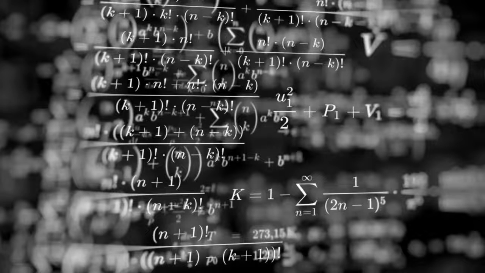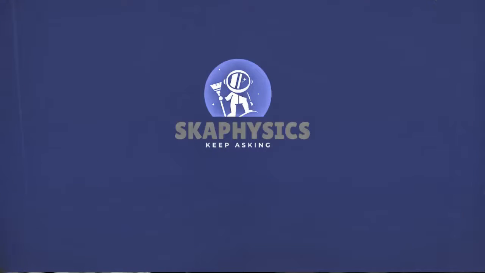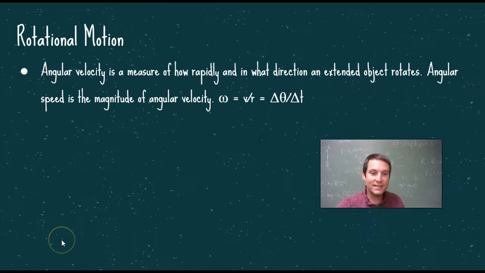Angular velocity. Angular velocity is a measure of how rapidly and in what direction an extended object rotates. Angular speed is the scalar quantity. It's just the magnitude of angular velocity.